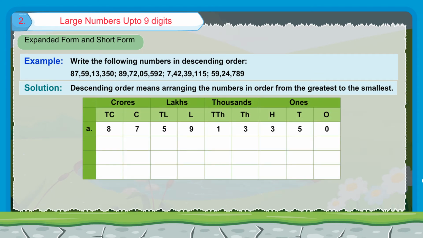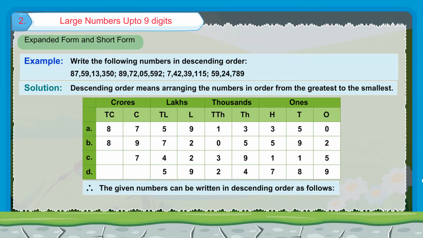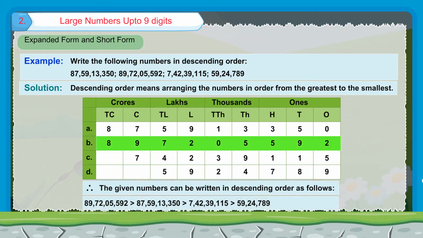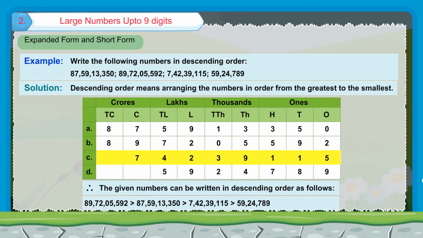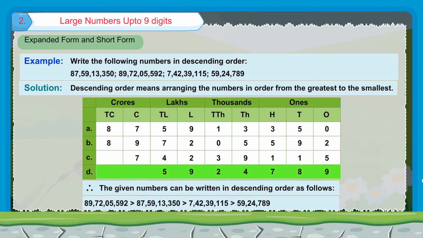A. 87,59,13,350. B. 89,72,5,592. C. 7,42,39,150. D. 59,24,789. Therefore, the given numbers can be written in the descending order as follows. 89,72,5,592 is greater than 87,59,13,350 is greater than 7,42,39,150 is greater than 59,24,789.